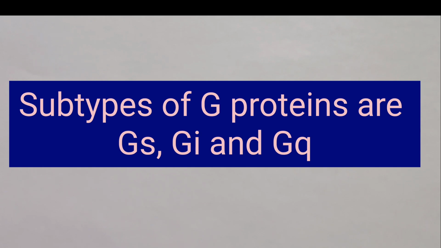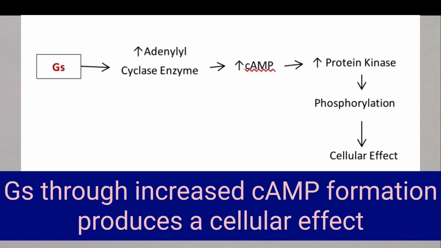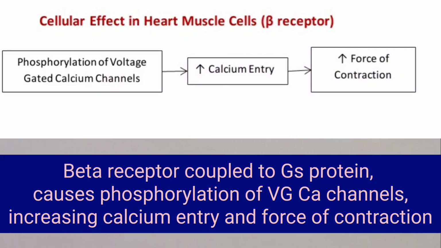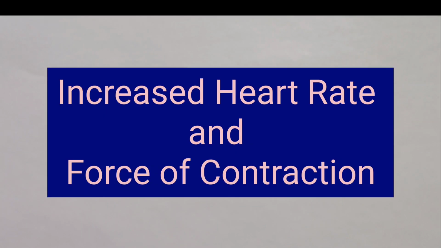The G protein coupled receptors acting through GS protein increase cyclic AMP formation, which activates protein kinase enzyme, which controls phosphorylation and regulates various cellular functions. For example, in the heart muscle, phosphorylation caused by protein kinase enzyme increases the activity of voltage activated calcium channels. This enhances the calcium entry into the cardiac cell, increasing the force of contraction, heart rate, force of contraction and conductivity.